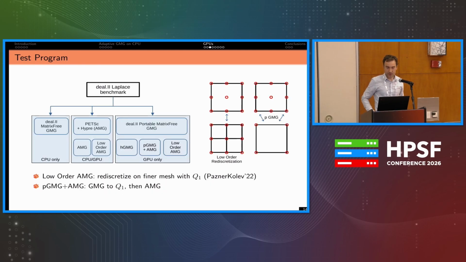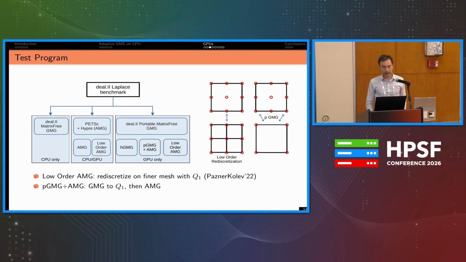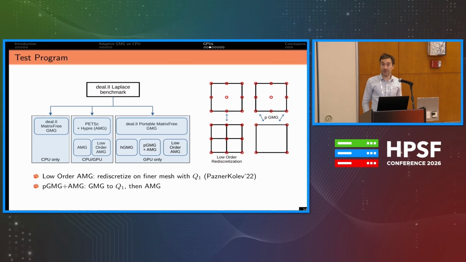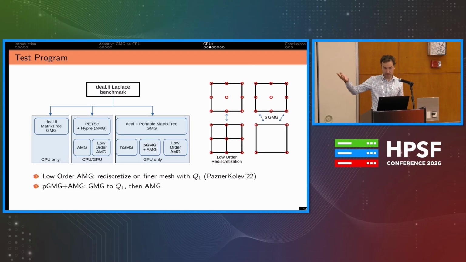And so what I'm going to do is I'm going to show you, going from left to right, the highly optimized matrix-free geometric multigrid that is only CPU implemented. Then I compare this to a matrix-based approach using PETSc and Hypre on the CPU.